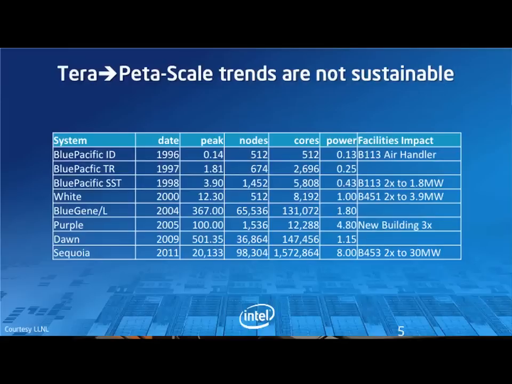when the Blue Pacific initial delivery system was delivered in 1996. It was a whopping 140 gigaflops, amazing at that point. 512 nodes, single core per processor. Power was 130 kilowatts, which was about 4 times what the Cray YMP required, and that was on the floor where we had a bunch of YMPs and 7600s and other stuff.